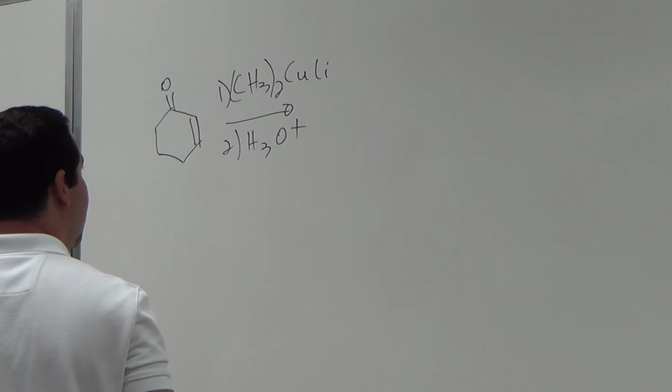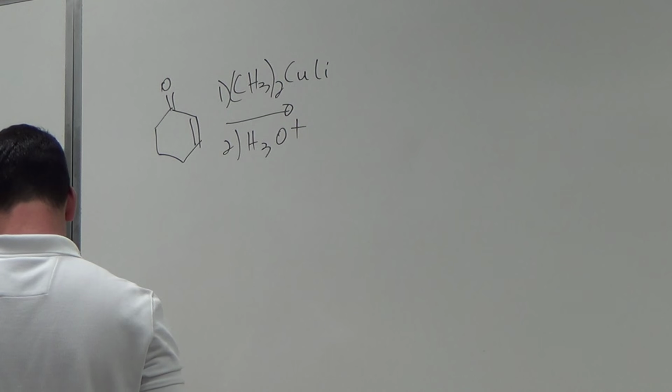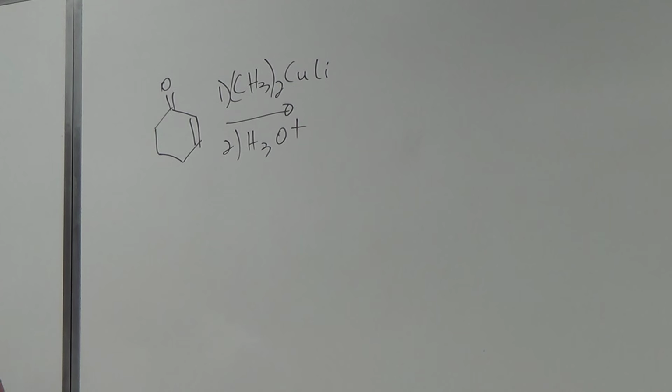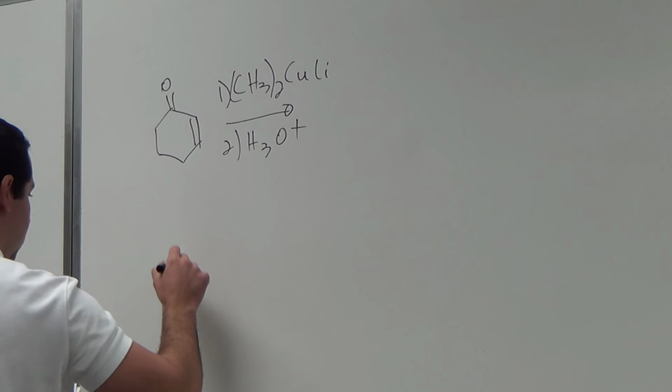Find what the product of that would be. I'm attacking the beta, right? So that's partially positive, that's partially negative, that's partially positive. So I'm gonna attack right there.